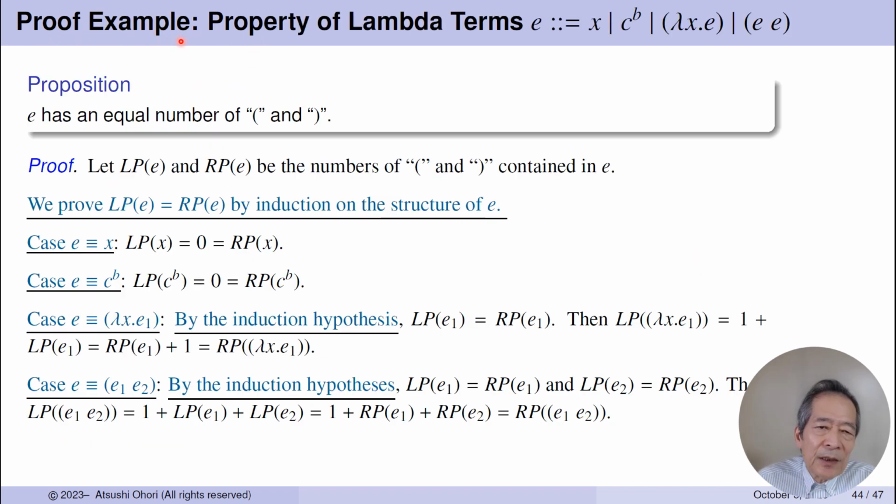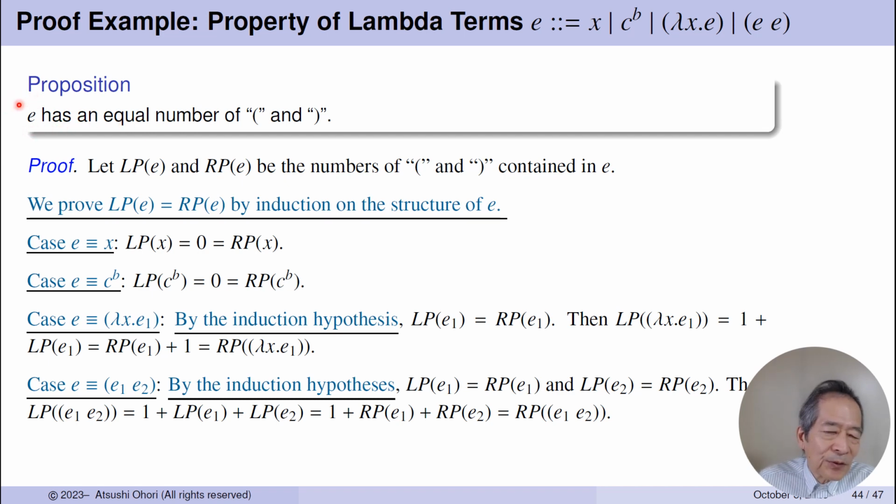So, a proof example. Let's look at a very simple proof example using this set of lambda terms as a target. You now know that this notation is a BNF denoting the set generated by these 4 components, or closed under this and this construction. And for this lambda term, let's consider this very simple proposition: E, an element of lambda term, has an equal number of left and right parentheses.